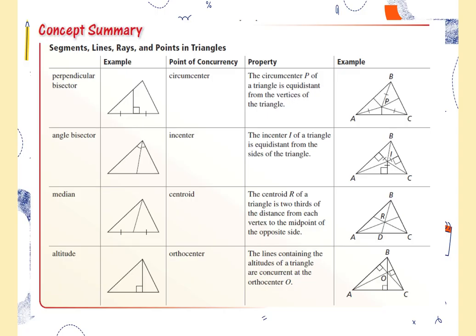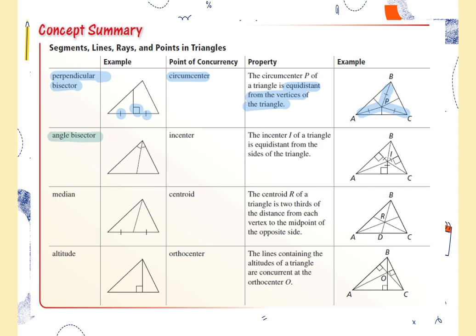All right, this is all four on the same slide. So this is a really important slide. Hopefully this helps you a little bit. The perpendicular bisector is perpendicular, so it has a right angle, bisects, cuts it into two congruent parts. Point of concurrency is called the circumcenter. And this theorem is that it's equidistant from the vertices of the triangle. So all these segments would be congruent.